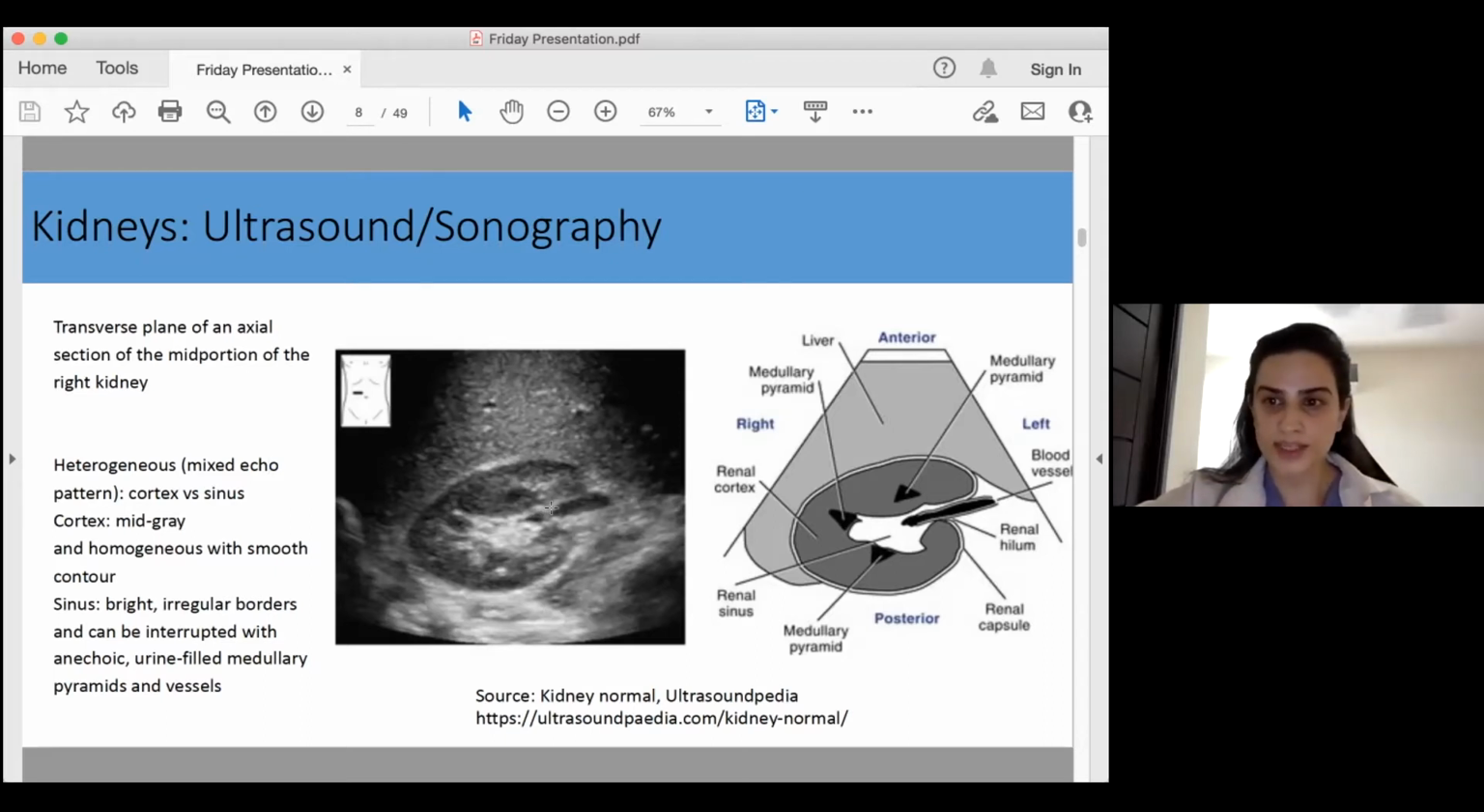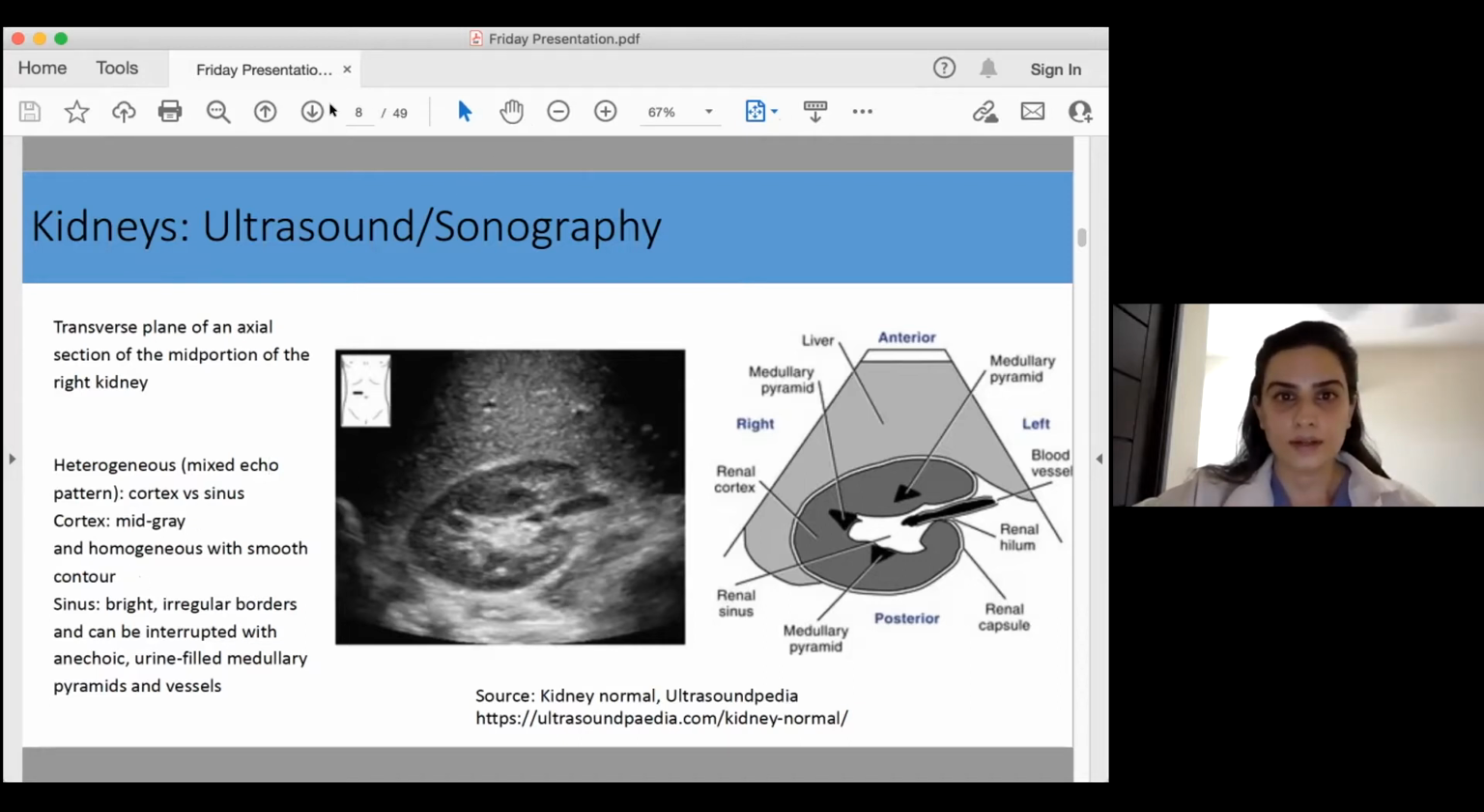So as we can identify, this black part here are the medullary pyramids. We have the renal sinus here, which is whiter, and that is due to the structures that I mentioned earlier, the perirenal fat, the vessels, the drainage, the lymphatics, and the blood vessels, yeah.